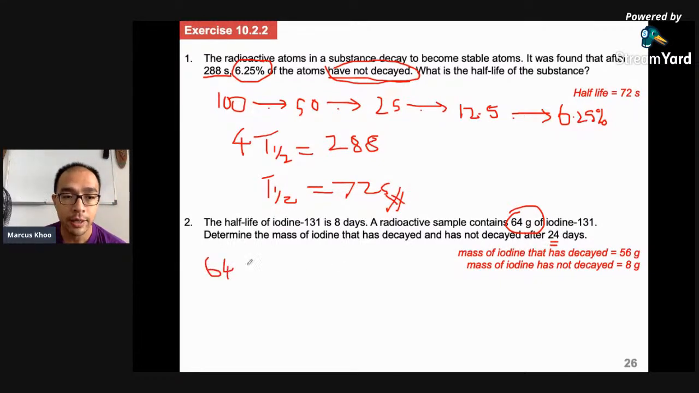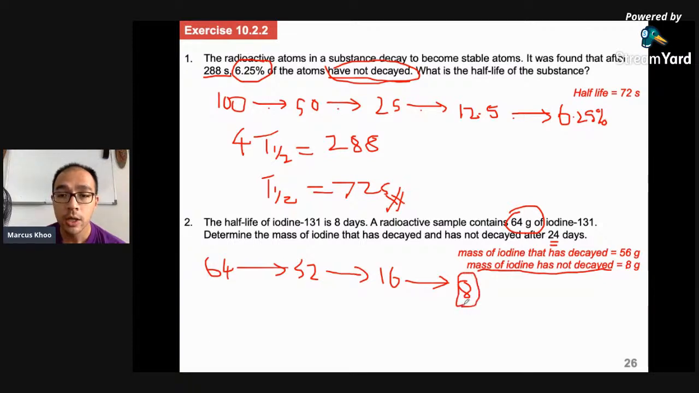64 originally. The first arrow, 64 becomes 32. After the second one it becomes 16. And after the last one it becomes 8. So we find that the mass of iodine that has not decayed is 8 grams. So how much has decayed? In 24 days, 64 becomes 8, so 64 minus 8, which is 56. I like to use this arrow because it is a very clear picture to me. If you really want, you can put here 8 days, until you reach 24 days.